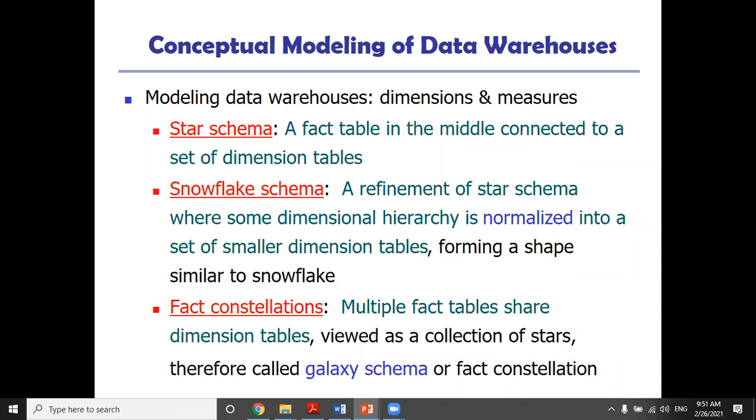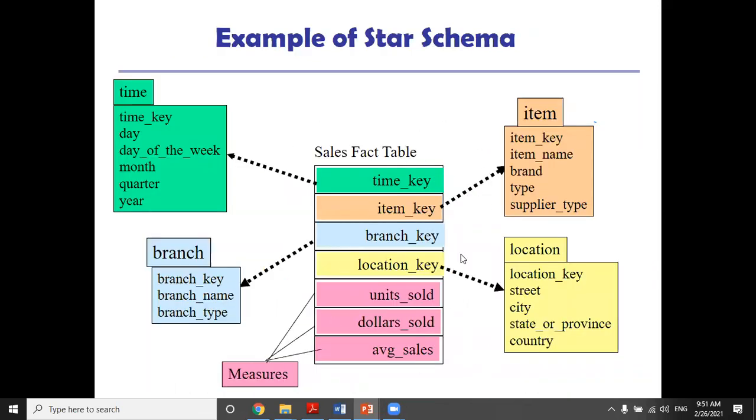But here we actually handle the multidimensional data with the help of these schemas: star schema, snowflake schema, and fact constellation schema. What is star schema? A fact table in the middle connected to a set of dimension tables. So let's take the example of star schema. This is an example of star schema.